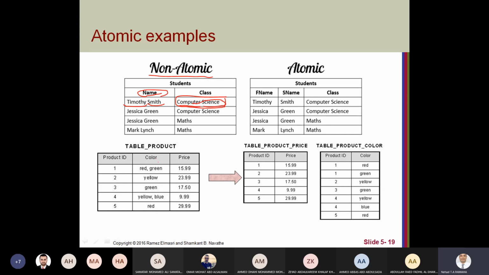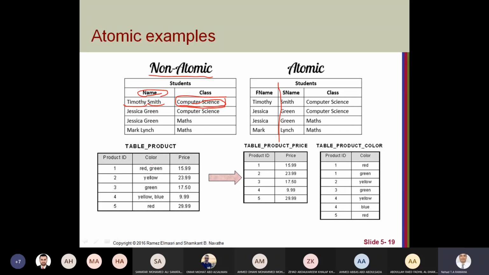So if your system will use full name and does not want to know the first name separately, then it will be considered atomic, normal, it's okay. But in this case, if I need to use first name and family name separately, then this one becomes non-atomic, and it's better to divide it into two columns or two attributes.